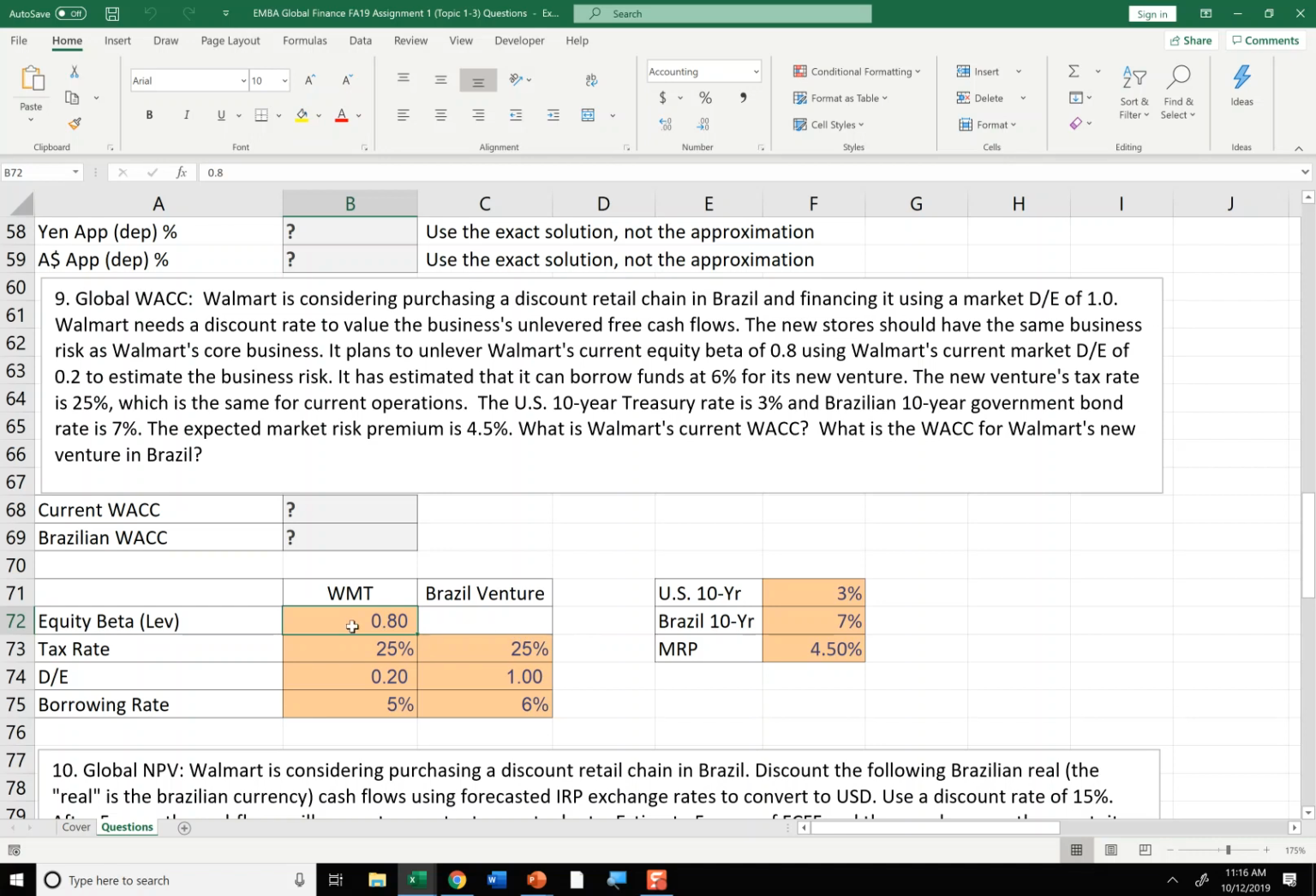We're going to unlever Walmart's beta by Walmart's D/E ratio and see what Walmart's beta would be, their sensitivity to the stock market, if they had no debt. And then you're going to relever the beta based on the new D/E ratio. And we're going to add an extra 4.5% to the WACC because Brazilian interest rates are higher than US interest rates, and that must be a proxy for how much riskier it is to be in Brazil.